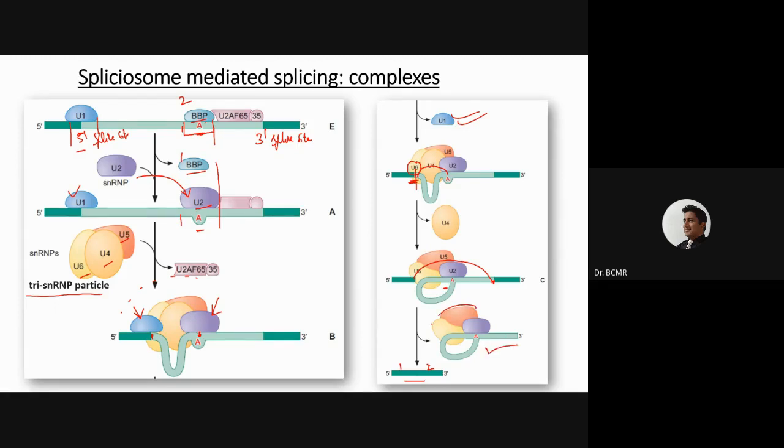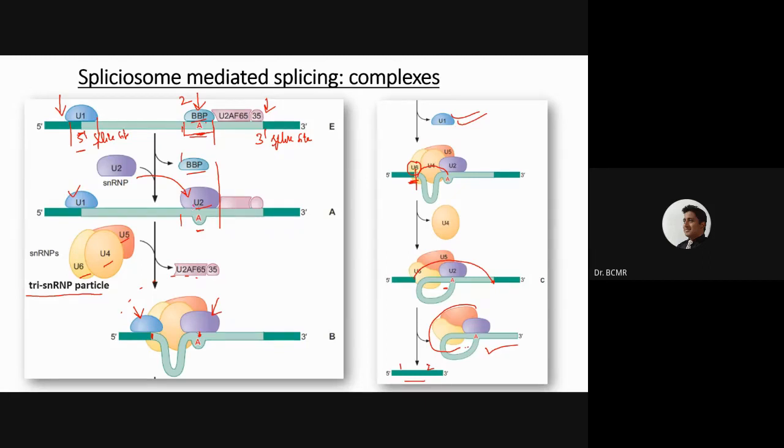whereas the lariat intron is removed along with the spliceosome components. Okay, so it is simple to remember, and if it is an exam, it's a good idea to always have a look at it. So to start with, U1 on the 5' splice site, BBP on the branch site, and U2AF65/35 at the 3' splice site.